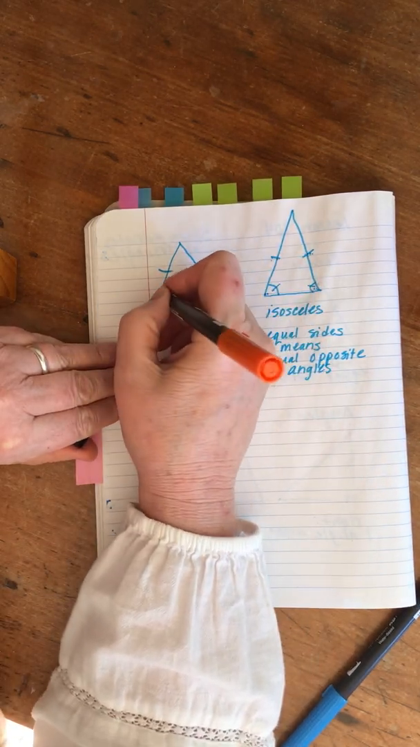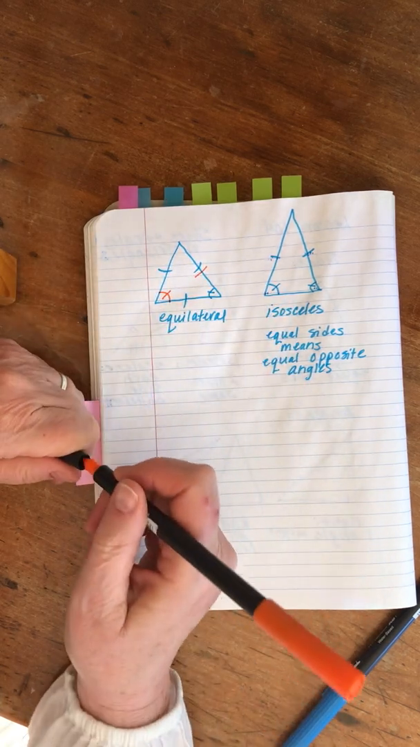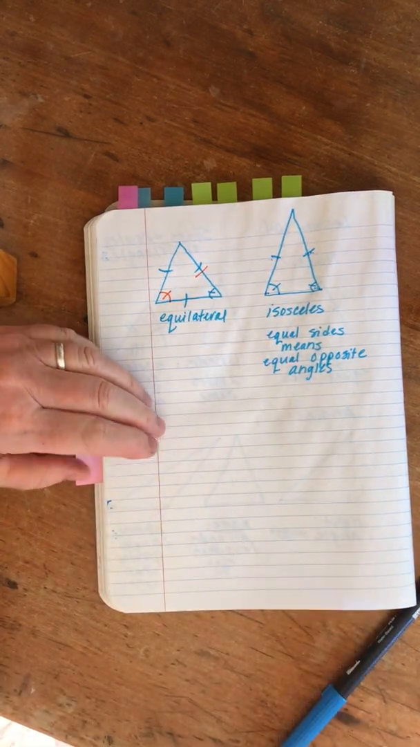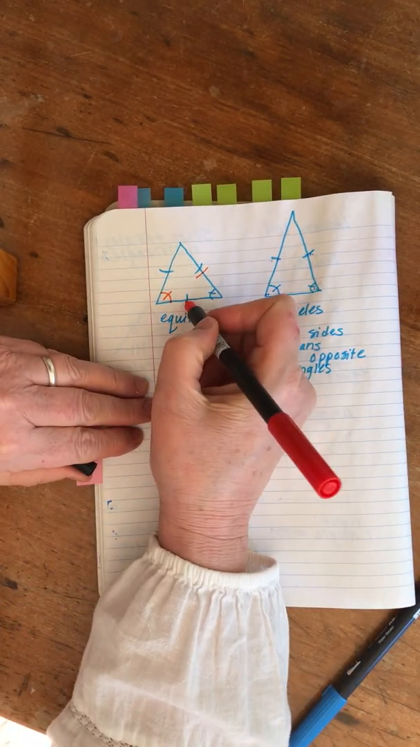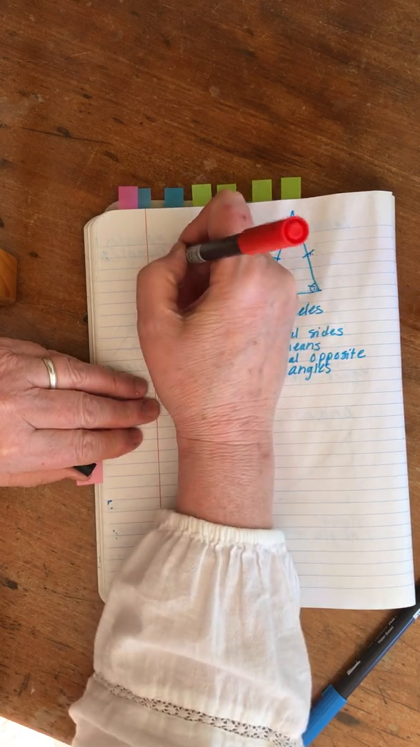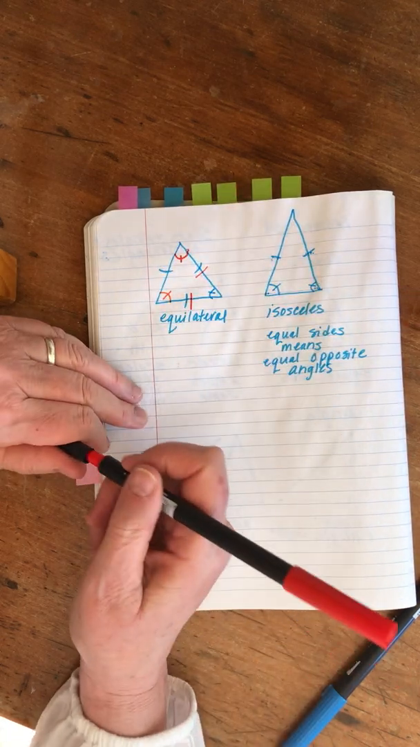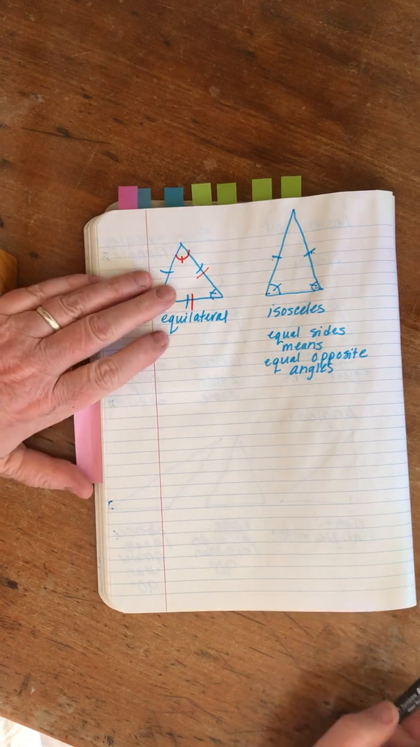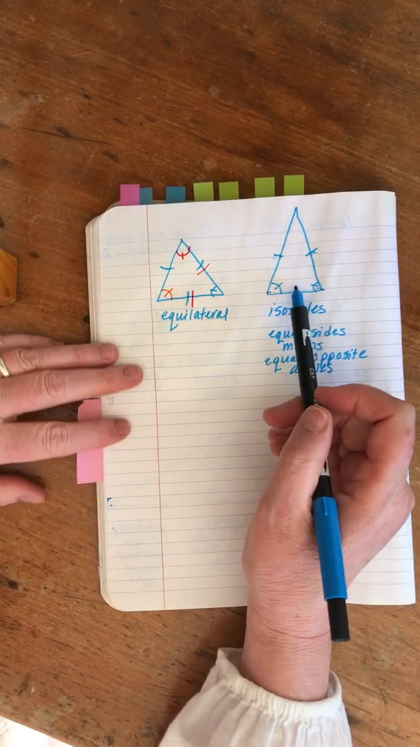This side goes with this angle. Just pay attention to the orange, not the blue. And this side goes with this angle. Okay, so they're opposite, but this one, everything matches, so it's almost confusing. It's easier to see it here.